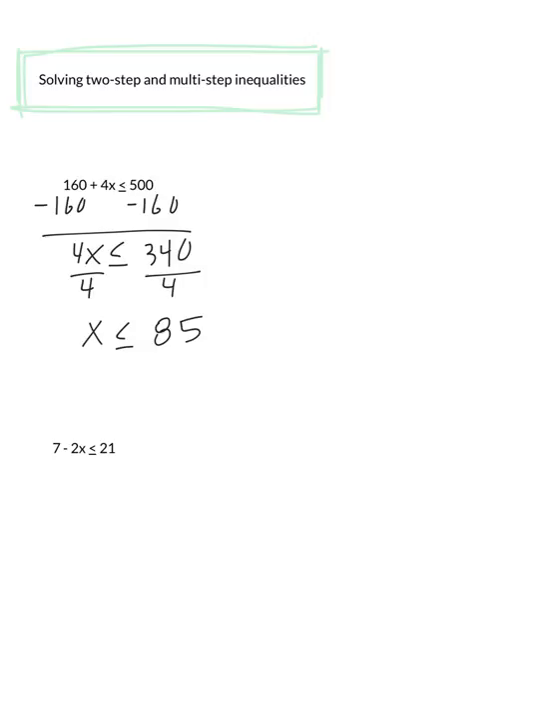And then if we graph this, do a 0, 85, negative 85, less than or equal to, solid dot, going off to the left.